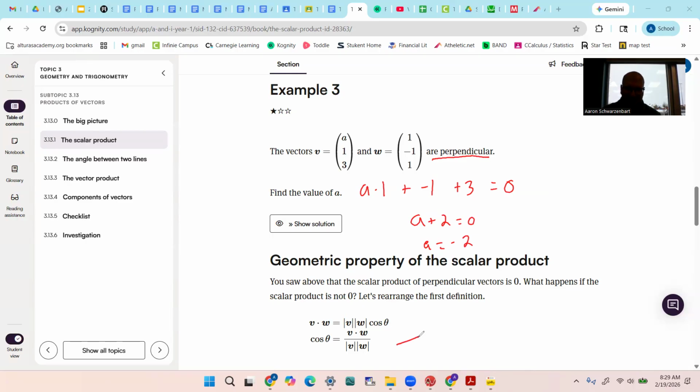I said they would give you the angle between vectors. Usually you take the dot product the other way and then divide by the magnitudes, and that gets you the cosine. And we did do that in pre-calc.